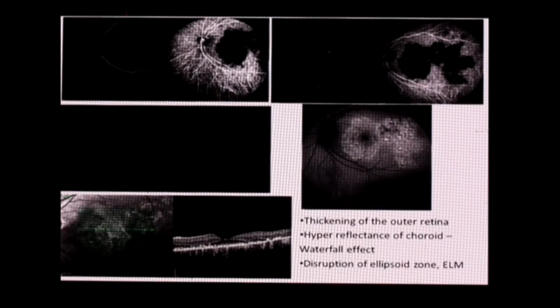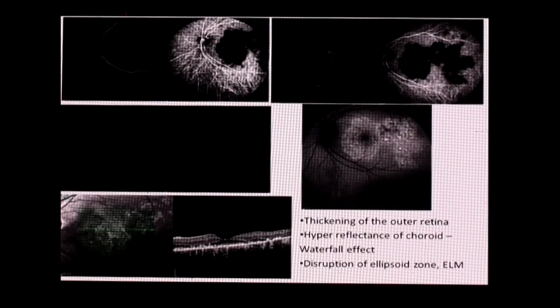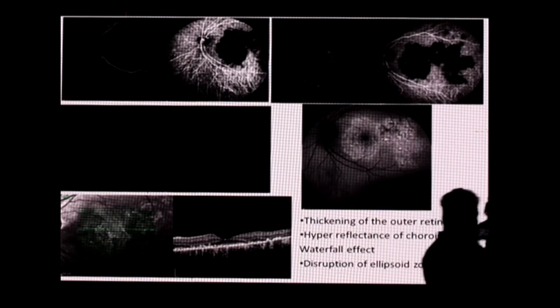So what do you see on the OCT? Again, you see the thickening of the outer retina, and this is what is called the waterfall effect, which the pointer is not showing very well, but in the choroid, and this is because of the hyperreflectance of the choroid. And what we see on the OCT is disruption of the ellipsoid zone and the external limiting membrane.